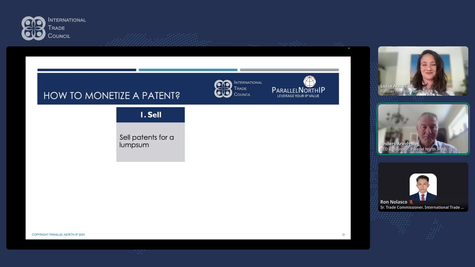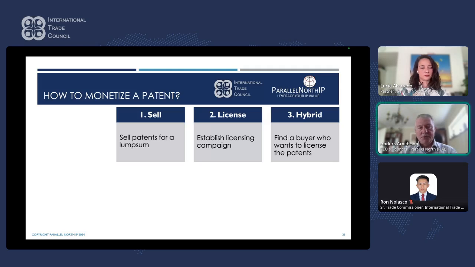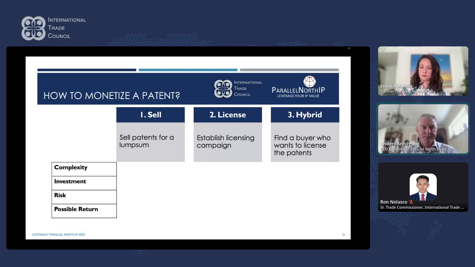So yes, thereafter you need to decide which way you should monetize your patents. And I think, Lucia, you also mentioned in the beginning that there are different ways to monetize a patent. The most obvious one is to sell the patent for a lump sum. The second usual way is through licensing and establishing a licensing campaign. And the last one, which is a hybrid of both, is that you find a buyer who would like to monetize the patents and license them, and then you will get a cut from the licensing revenues from the buyer.